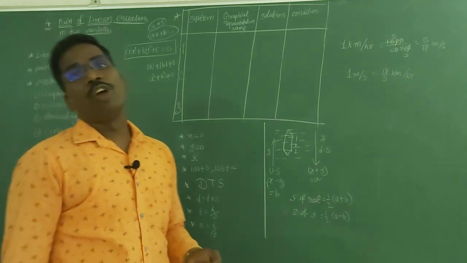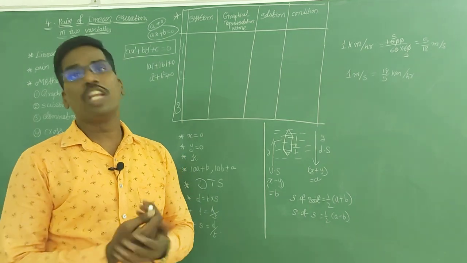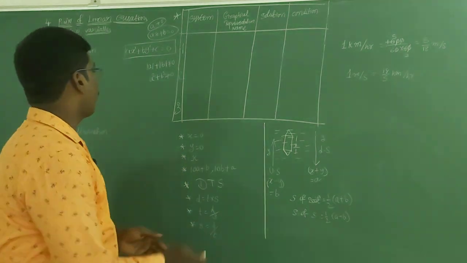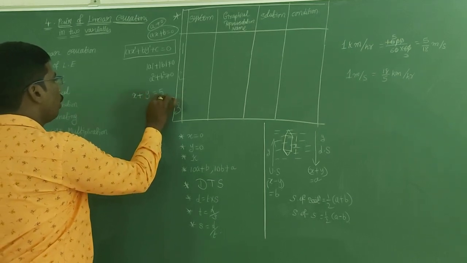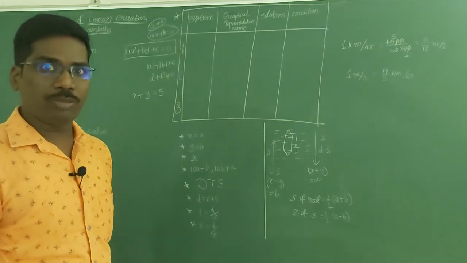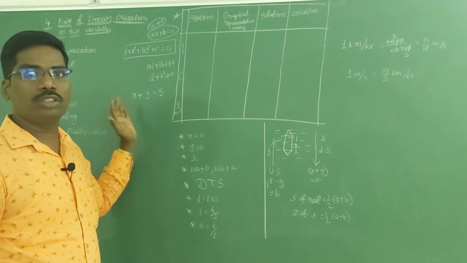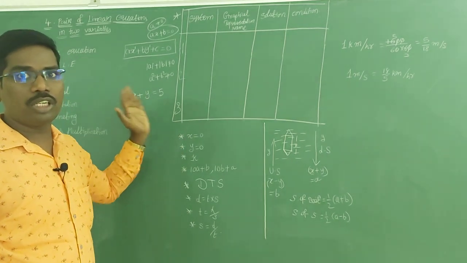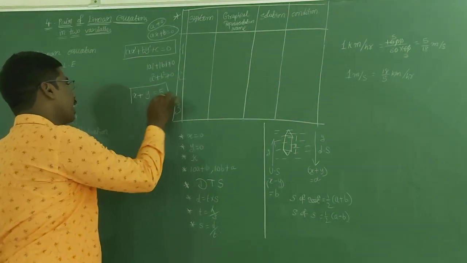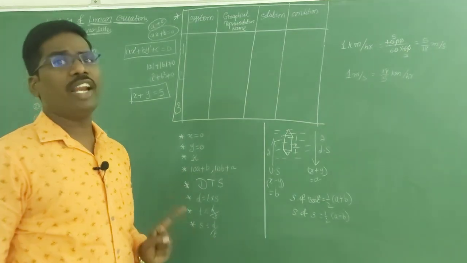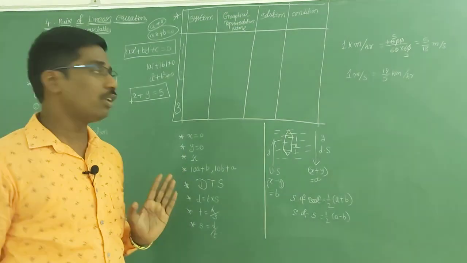Solution means for what values of x and y the equation is satisfied. Those are called solutions. For example, here I am taking x plus y is equal to 5. 1, 4: 1 plus 4 is 5, that is a solution. 4 plus 1 is equal to 5, that is a solution. 0, 5 is a solution. 5, 0 is a solution. 6, minus 1 is a solution. So like that, this equation has infinite solutions. If you take one equation, definitely it will have infinite solutions.